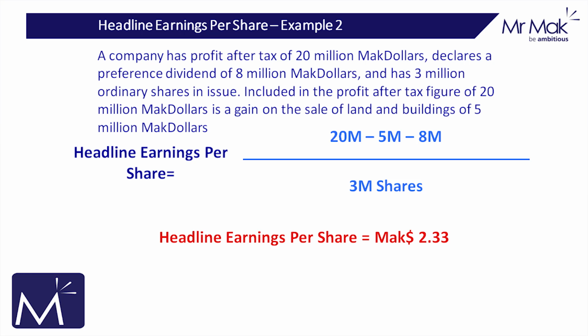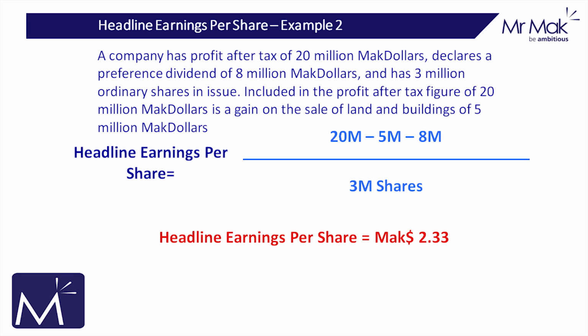Say a company has profit after tax of $20 million. It declares a preference dividend of $8 million and it has 3 million ordinary shares in issue. Now, included in the profit after tax figure of $20 million is a gain on the sale of land and buildings of $5 million. How would we calculate the headline earnings?